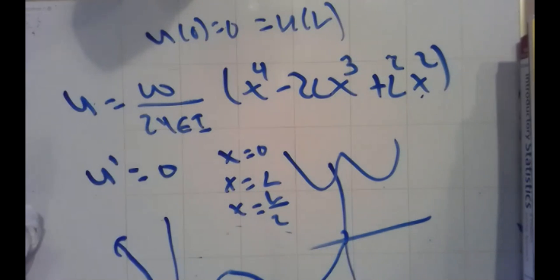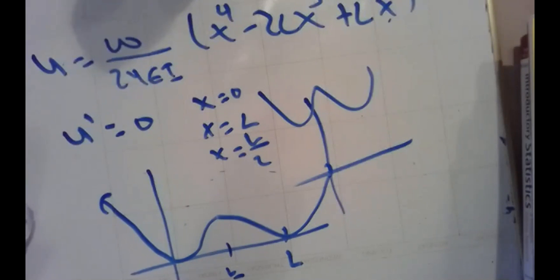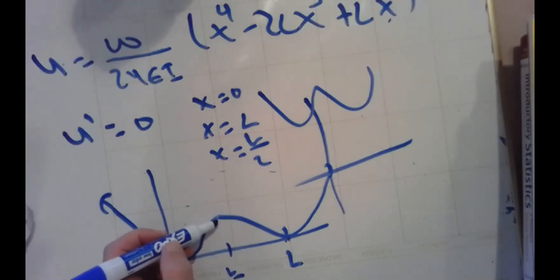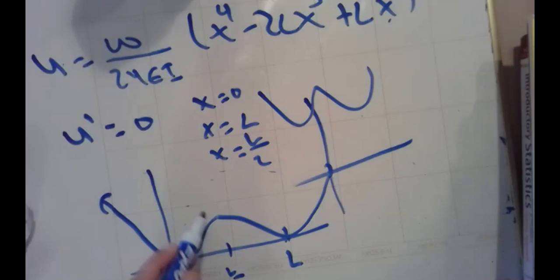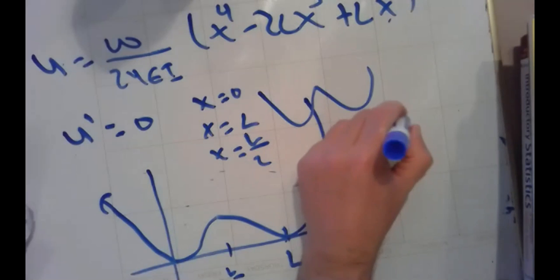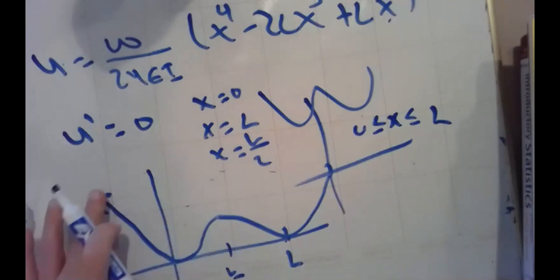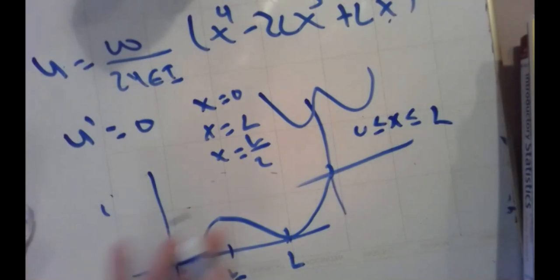That's the entire function. Here's L over 2. It's a 4th degree polynomial with roots and critical points at 0 and L, and another critical point at L over 2. And it's symmetric about L over 2. But of course, our restriction was X must be between 0 and L. So we don't need all of this. We can erase all this stuff.